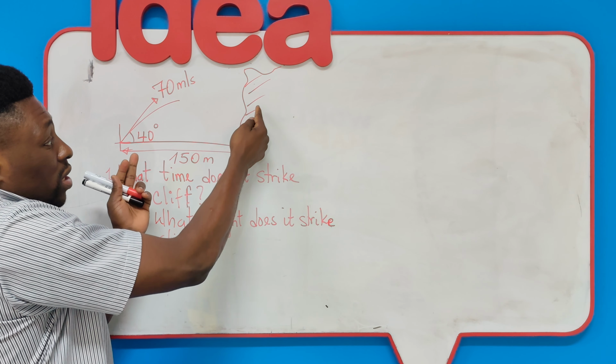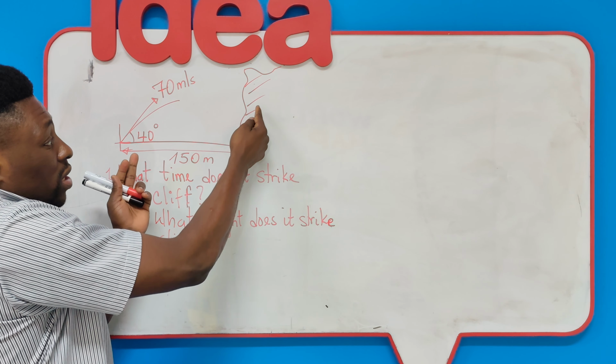A ball is shot towards a cliff at an angle of 40 degrees with respect to the horizontal and at an initial speed of 70 meters per second. First question. Given that the cliff is 150 meters away from the shooting point, find the time at which the ball strikes the cliff. And the second one, what is the height at which the ball strikes the cliff?